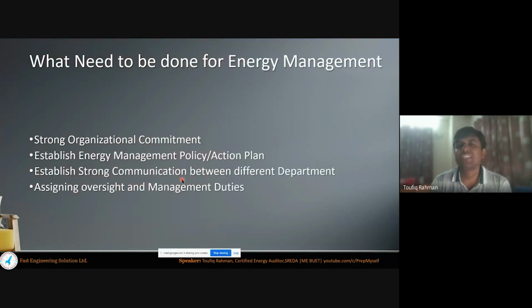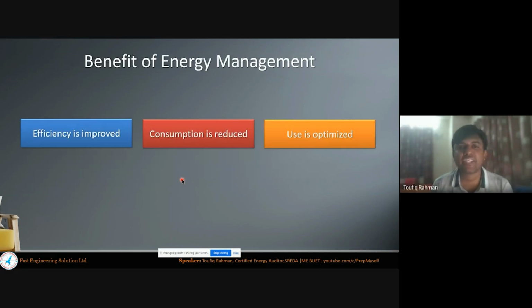So what is needed? I already explained. That is strong organizational commitment, strong energy management policy, strong communications, and strong oversight and management duties. Another thing is leadership. I will talk about it. What is the benefit? You already know: efficiency, consumption, and optimization.